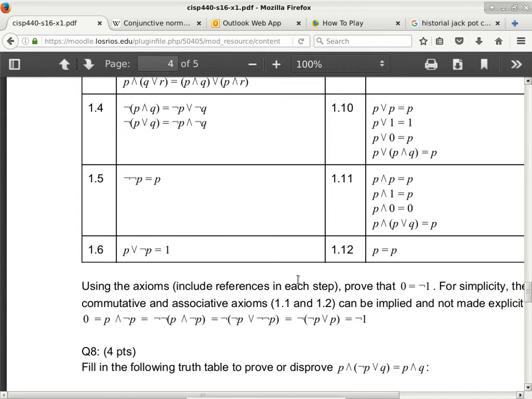But then you can use the OR 1.6 to show that not P or P has to be true. And because that is just true, you end up with not true. So now we end up with false is not true, but using only the axioms.